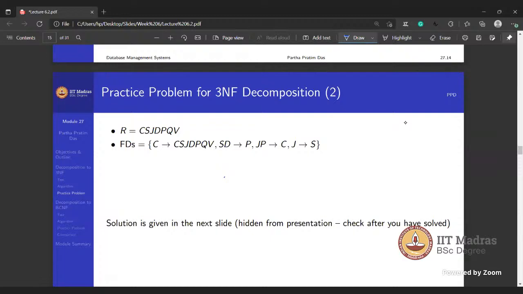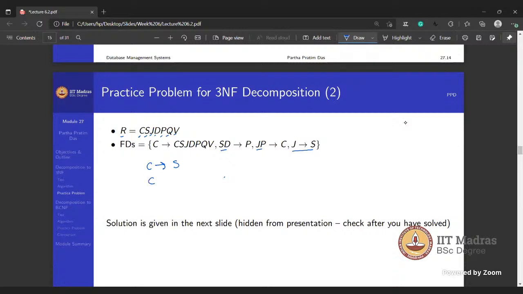Okay, so you have to decompose into third normal form. The relation is given as C, S, J, D, P, Q, and V, and the functional dependencies are C determines J, D, P, Q, V, then SD determines P, then JP determines C, and J determines S. If you remember how to decompose directly into third normal form, you first have to find the canonical cover. So what will be the canonical cover?